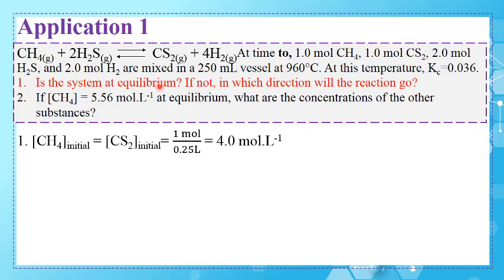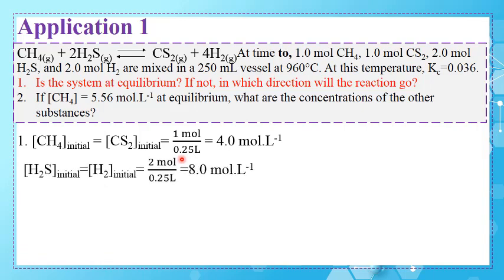Remember that for gases mixed together in one container, we will consider that each gas occupies the volume of the whole container, as if each gas is present alone. This idea has been explained in the previous video. Now for the other species, H2S and H2, their initial concentrations are the following.